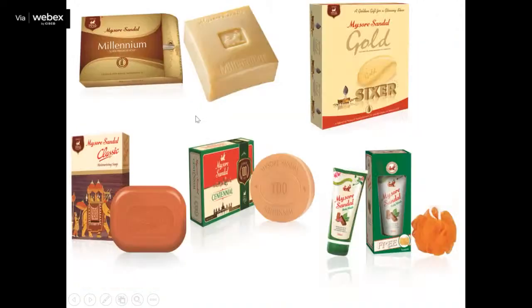And this is the super premium soap, Mysore Sandal Millennium. And the 6 gold soaps are packed in a single container. And this is the Mysore Sandal Classic soap, having more moisturizing properties for the winter season. And this is the Mysore Sandal Centennial soap, which was launched in 2016 during the 100-year celebration. And this is the Mysore Sandal body wash.